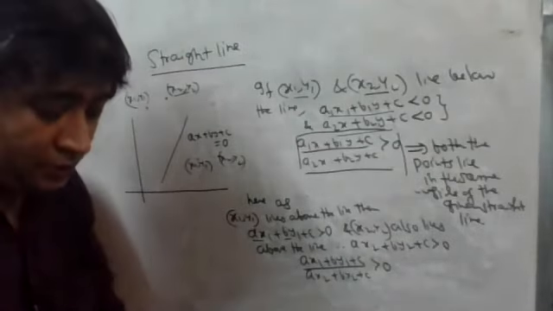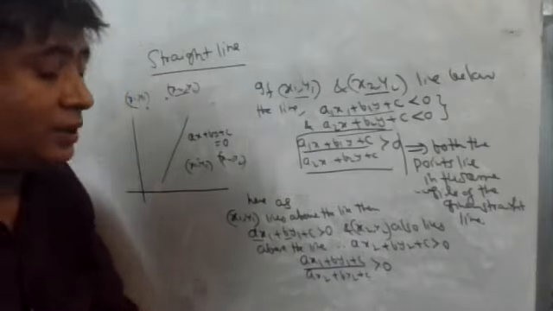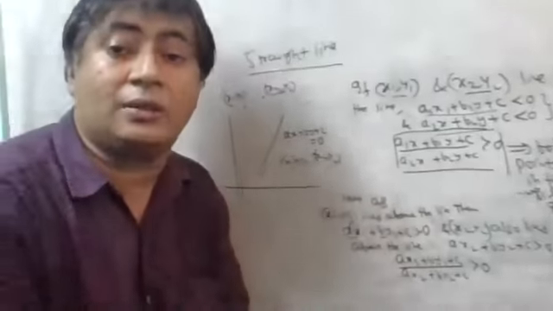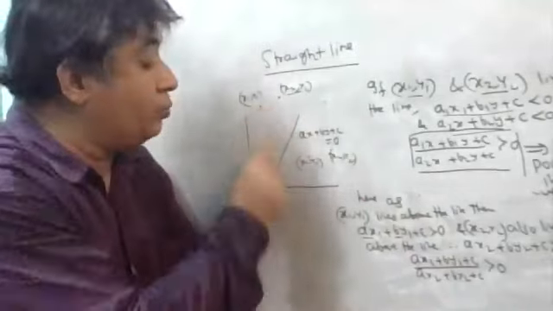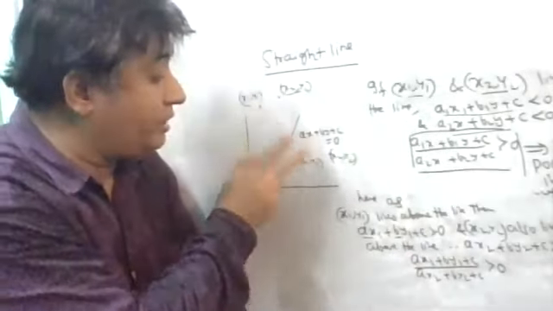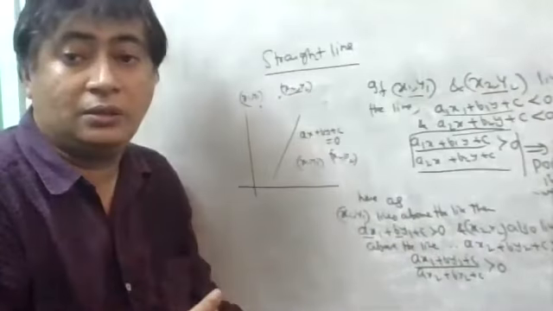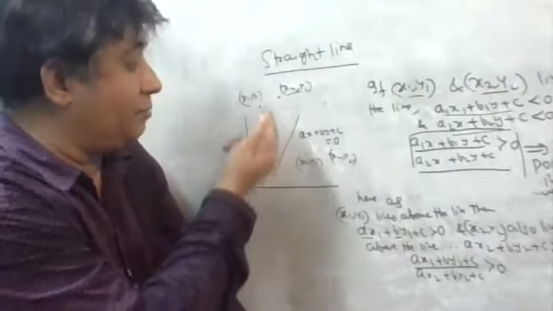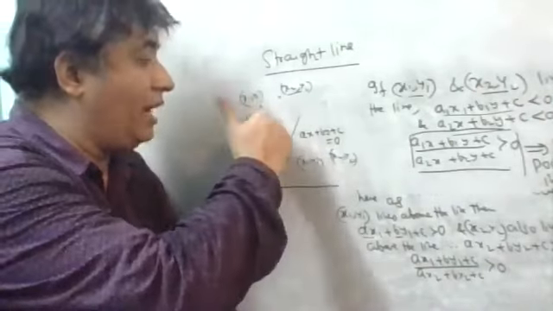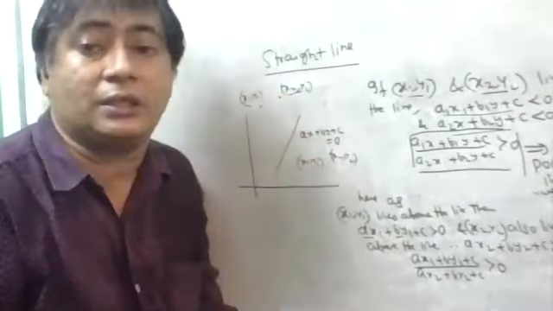Hope you understood. I'm rubbing this part because now I'm going to consider the condition where these two points lie in opposite directions to each other with respect to the line. Suppose this point lies above the line and this point lies below the line, or vice versa, then what happens?